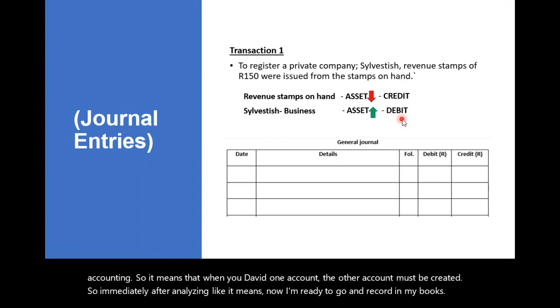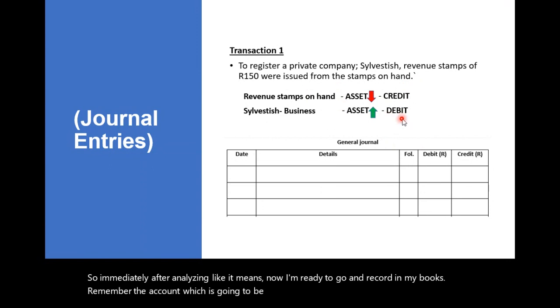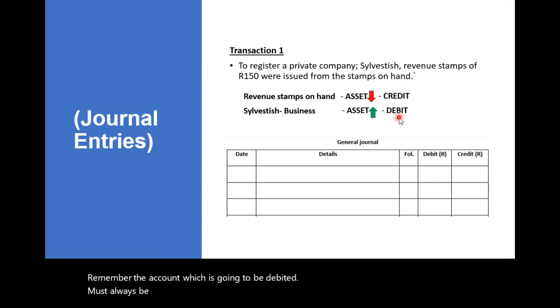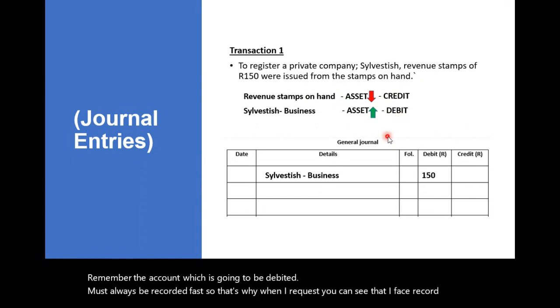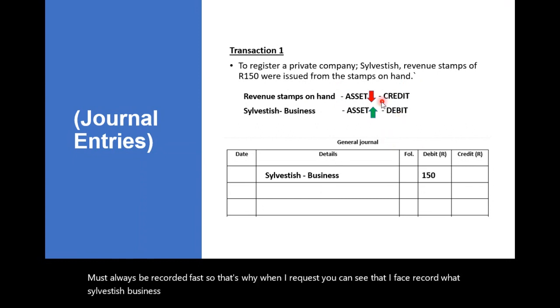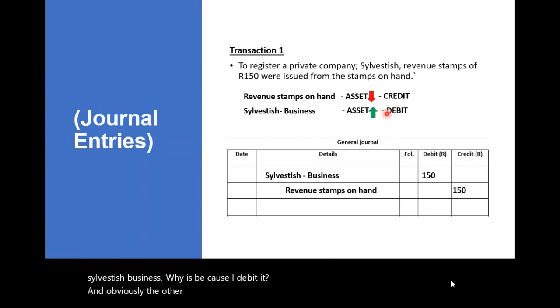Remember, the account which is going to be debited must always be recorded first. So that's why when I record here, you can see that I first record what? Sylvester's business. Why? It's because I debited. And obviously, the other account will be credited. Now, this is very much important, guys.